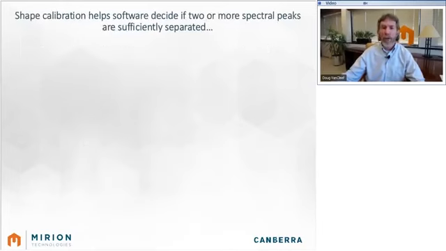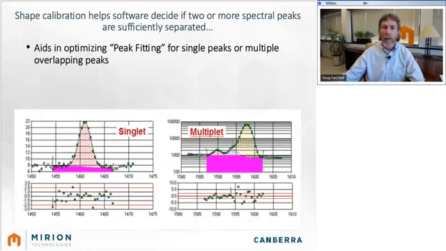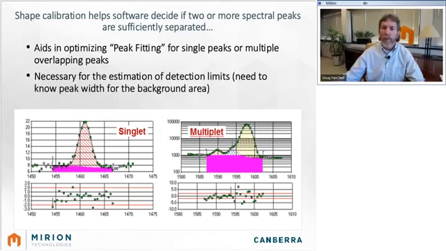As I mentioned, the software uses shape calibration to determine the expected width of the peak based on the energy of that peak. This helps the software decide if the peak found is a single peak, as illustrated here, or part of a group of peaks, which we call multiplets. Having a correct expectation for peak width by energy also allows us to calculate a priori, or before the fact, estimates of detection limits, because the width of the peak directly influences the area of the background in that region of the spectrum.